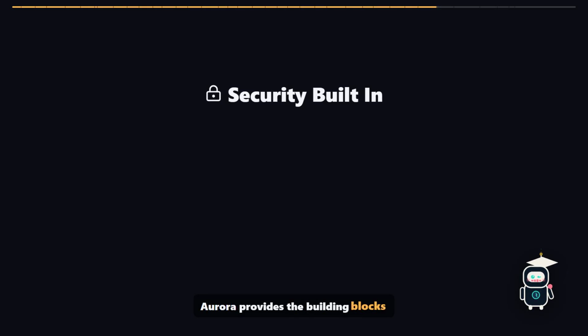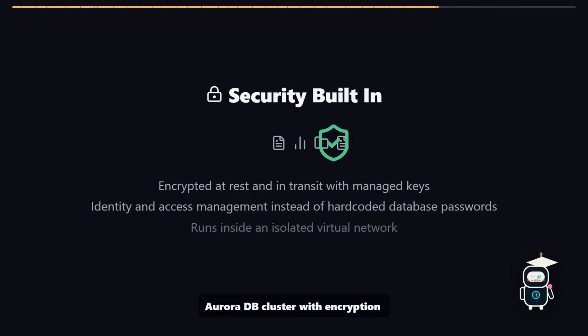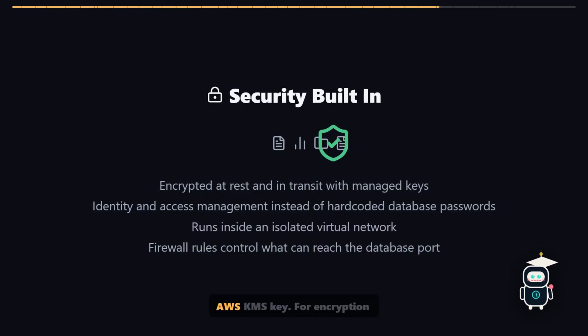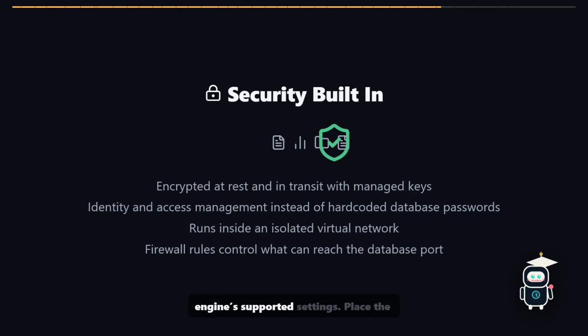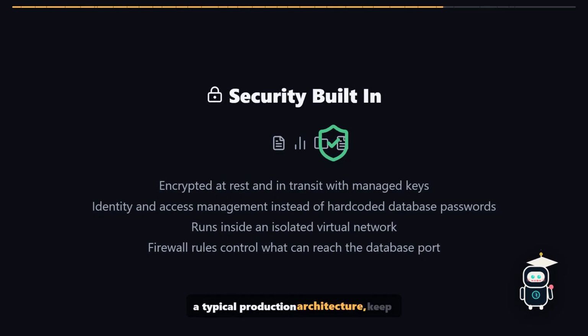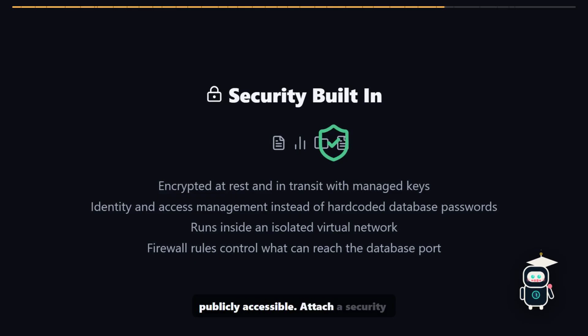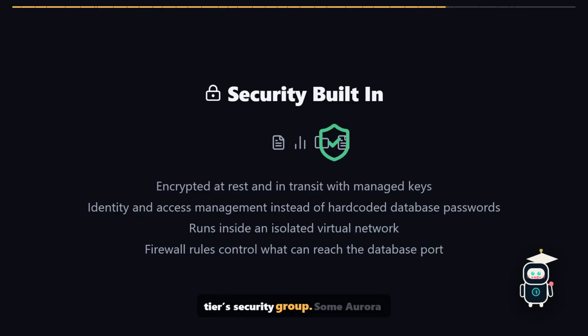Aurora provides the building blocks for a secure database, but your team configures them. For encryption at rest, create the Aurora DB cluster with encryption enabled and select the appropriate AWS KMS key. For encryption in transit, configure database clients to use TLS with the engine's supported settings. Place the cluster in a VPC using a DB subnet group. For a typical production architecture, keep the cluster private and not publicly accessible. Attach a security group that permits the database port only from the application tier's security group.